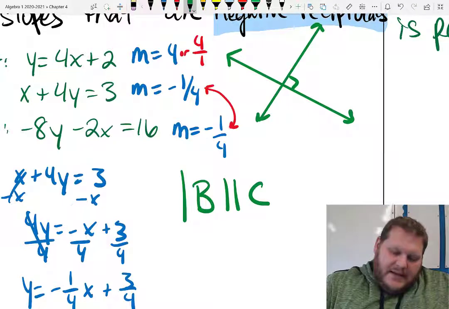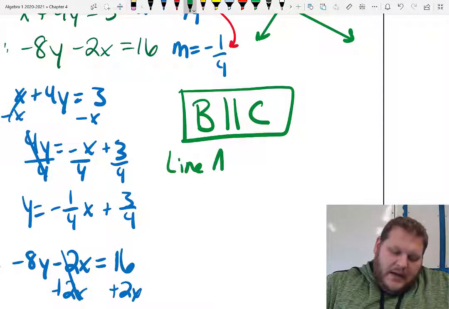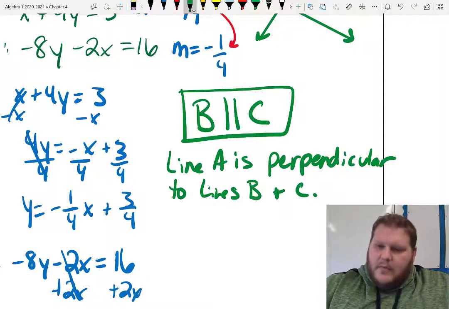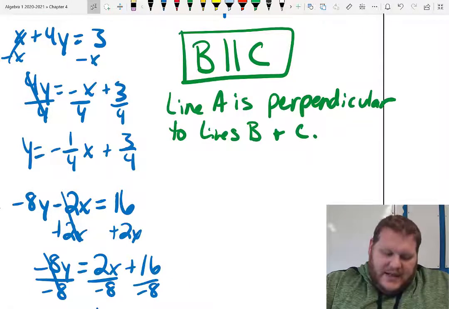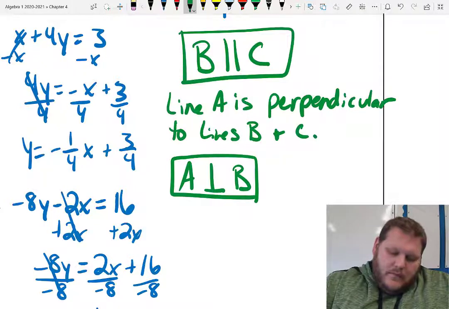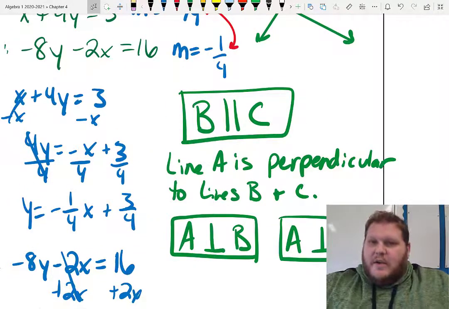Line B is parallel to line C because they have the same slope. And then we can say line A is perpendicular to lines B and C. And the way that we'd write this, our symbol for perpendicular is kind of an upside down capital T. We could say A is perpendicular to B. And we also know that A is perpendicular to C. So we make those three conclusions. We know B and C are parallel to each other. A is perpendicular to both B and C.